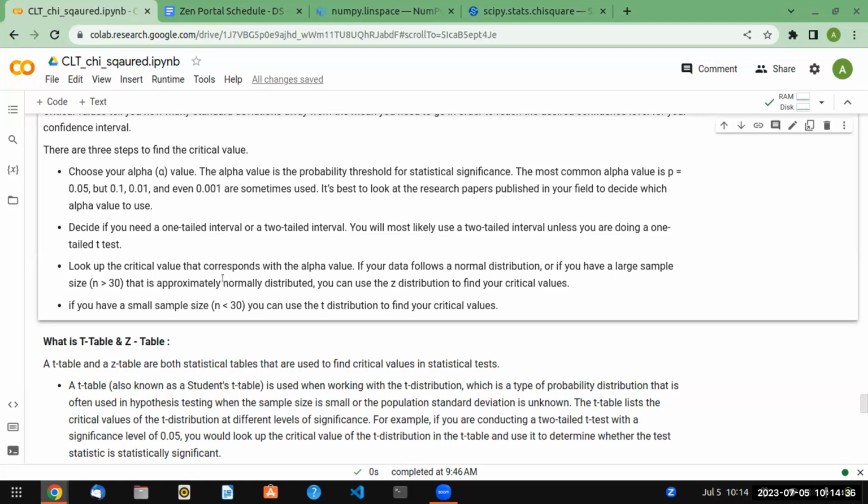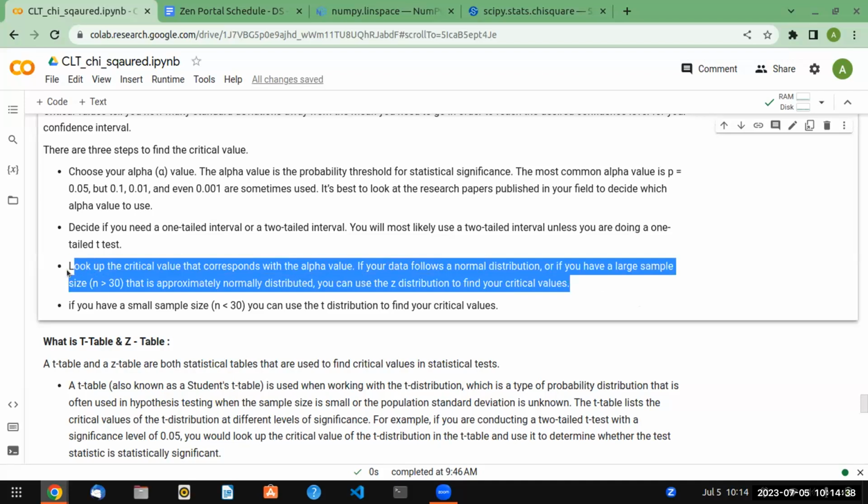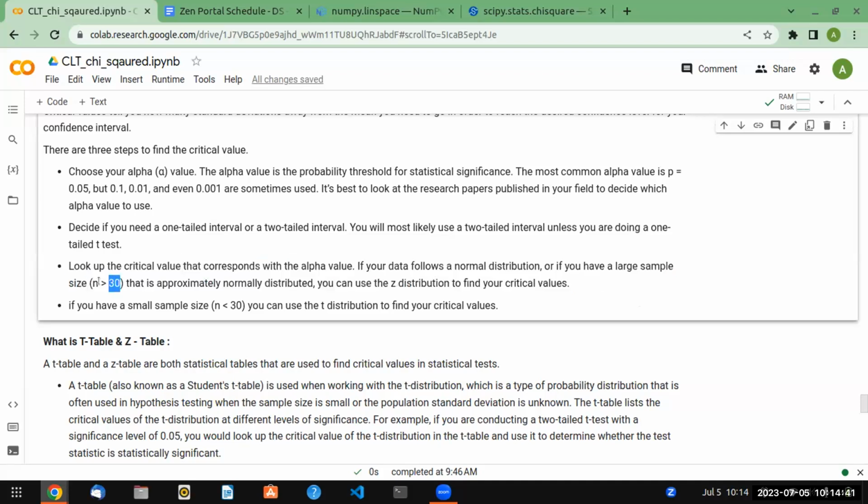No. Okay, so first point is Z table. If your sample size is greater than 30 and the distribution is what? Normally distributed. Then you are going to use Z. If your sample size is less than 30, or even if sample size is greater than 30 but you don't know your distribution, unknown distribution, then what you are going to use? T. Okay.